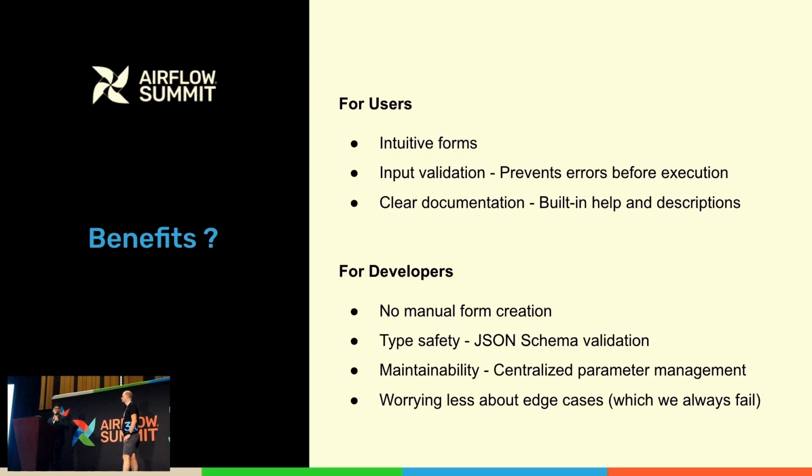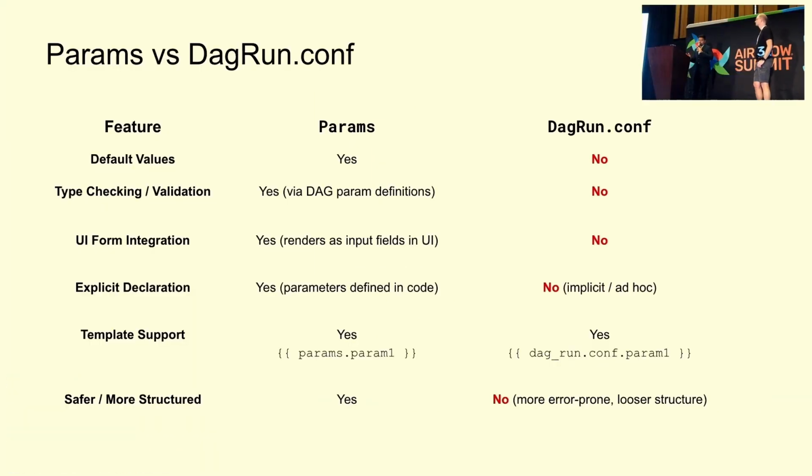It's not the edge that Genesis keeps talking about from day one. It's our edge cases that we usually fail upon. So since there is a validation, you will not get into the problems with the edge cases. We always have dag_run.conf. So this is a quick glimpse about the difference between the params and dag_run.conf you can use. dag_run.conf does not give you the default value support, so you can get it from the params. Validation is there, UI form integration is there, explicit declaration you can have. Of course, the templating can be done on both, and it's safer to use the params.